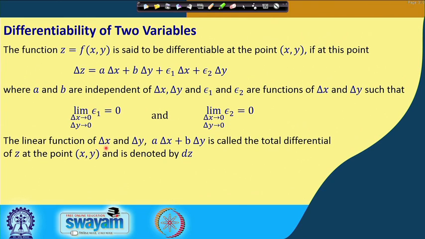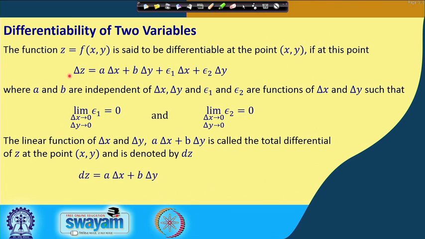So, this linear function again, which is a delta x plus b delta y, is called the total differential. We have also introduced it in the case of functions of single variables. Here this is called the total differential of z at this general point x y, and it is denoted by dz, which is the linear part of this expression, and delta z, that is the change in z when we make a change in x and y by delta x and delta y.